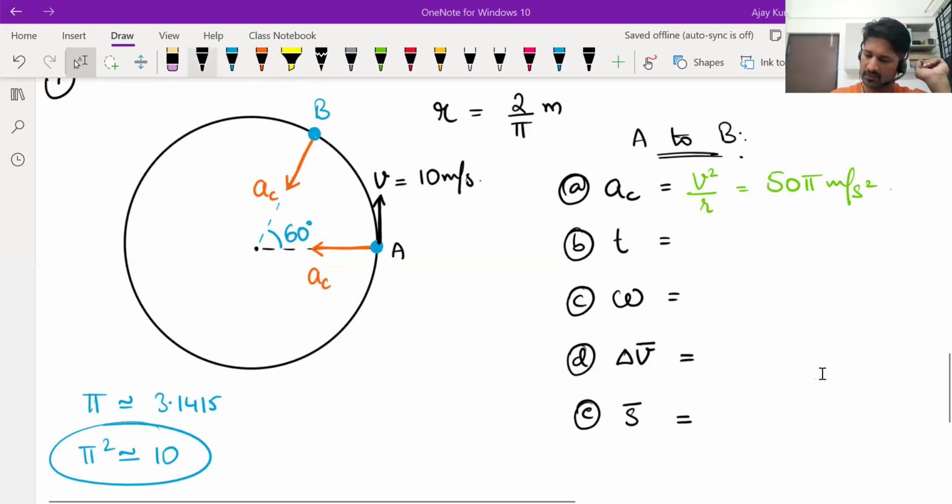Next, time taken to go from A to B. Any answer?